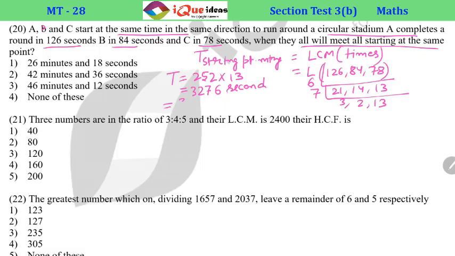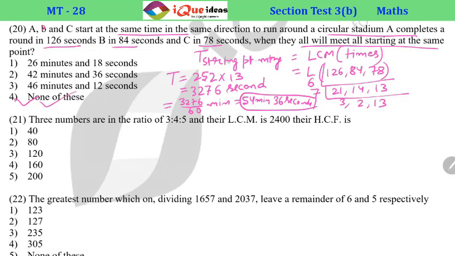So if you divide 3276 by 60, this will become in minutes, and it will come out to be 54 complete minutes, and the remainder will be 36, so it is 36 seconds. So the answer of the question is 54 minutes 36 seconds, right? Which is none of these. That is the correct answer.